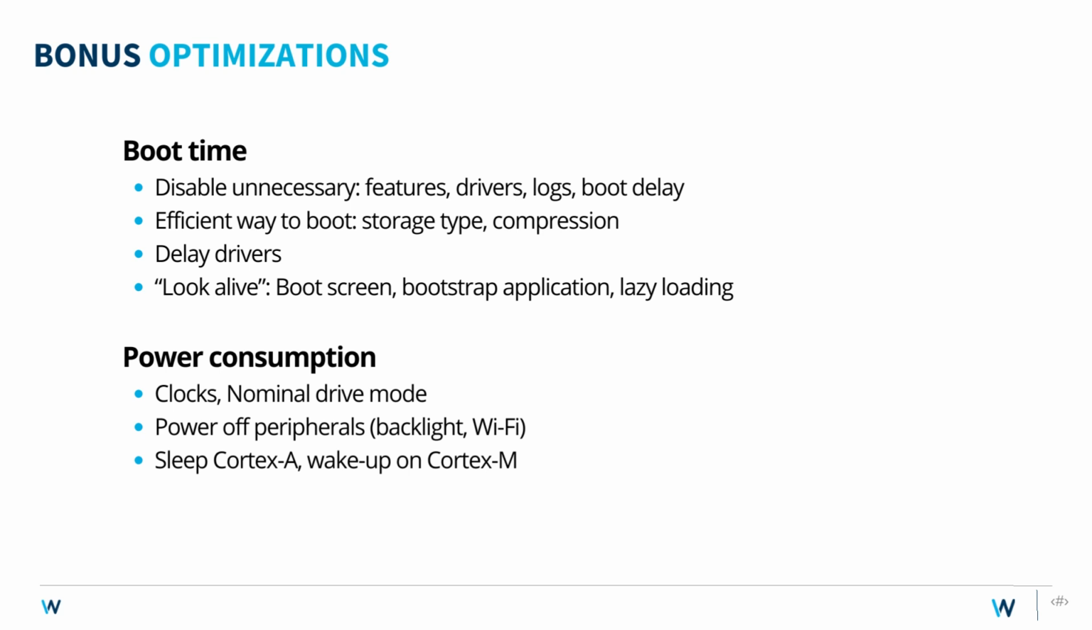And the second axis is the power consumption. For that, you can look at your clocks and adjusting those, of course. You can look also at the nominal drive mode for the i.MX, which is a way to adjust the voltage and overall the power consumption of different components.